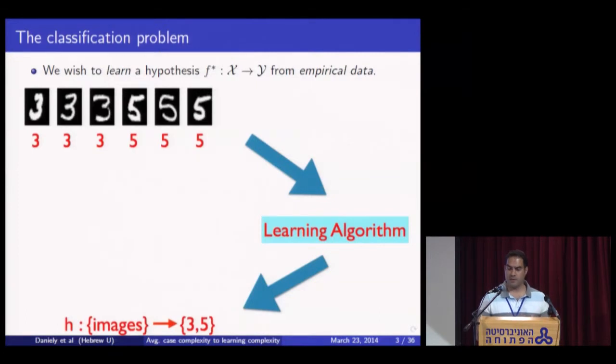We have a labeled sample. We have a collection of images, each of which is labeled by 3 or 5 according to the digit appearing in it. We feed this collection to some learning algorithm. Then it does something and returns a function from the collection of images to 3 and 5. And hopefully, the function h returned by the algorithm is close, in some sense, to the function we're really interested in, which is f star.